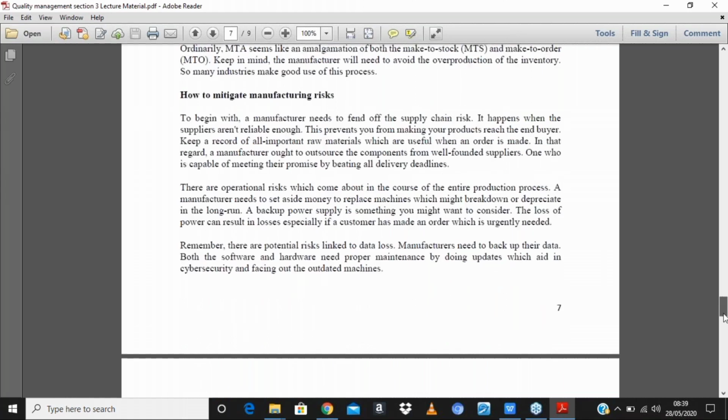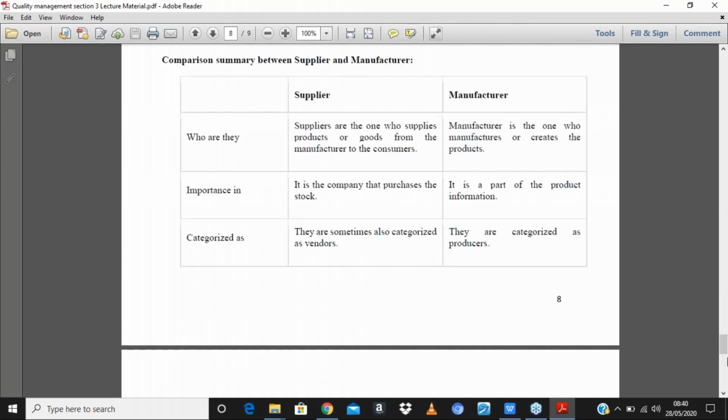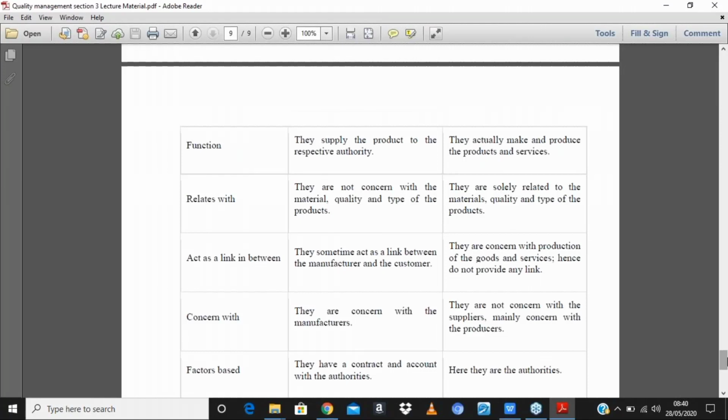From the explanation I've made, you can see that the supplier is the one who supplies, and the manufacturer is the one who creates the product. Suppliers are also categorized as vendors, and manufacturers are called what? Producers. Suppliers supply the product to respective places where they will be used, whereby manufacturers actually make and produce these products.